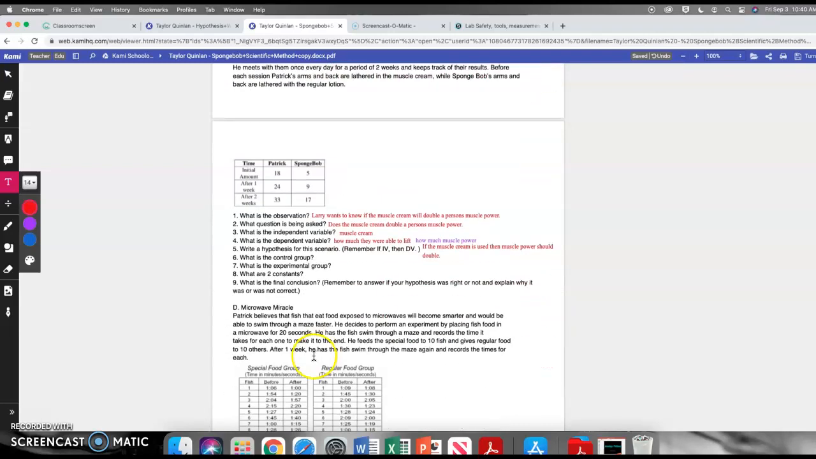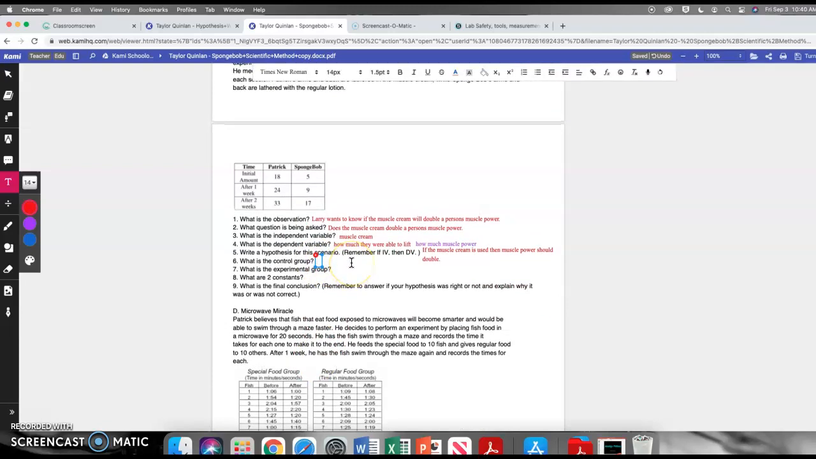All right, moving on to C. We've got our control group, which would have been SpongeBob because he used the regular lotion. Then our experimental group, remember they're the one getting the independent variable, so that would have been Patrick with the muscle cream. Some constants: both worked out for 2 weeks, and they both did the same workout.